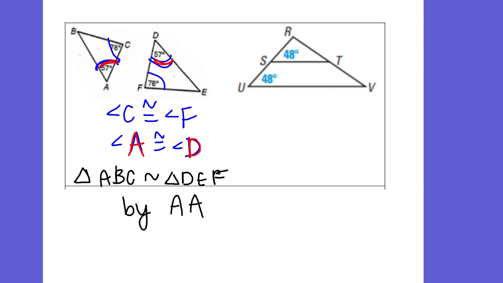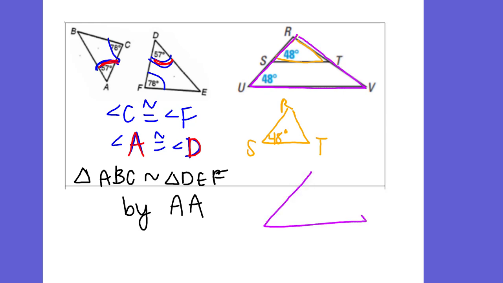Here is another situation. This is one where I want to look at my little triangle at the top, triangle RST, and then my big kahuna triangle, RUV. It's like I have a triangle within a triangle. These two triangles overlap. The little orange one is fitting perfectly into the purple one. They share this top angle, so this angle R and this angle R are congruent.